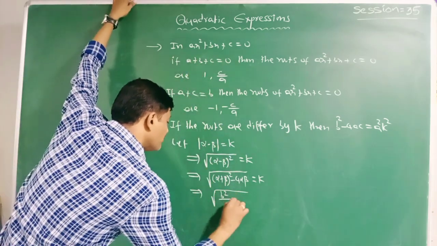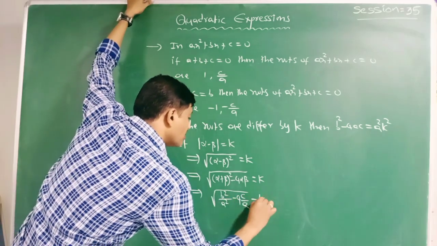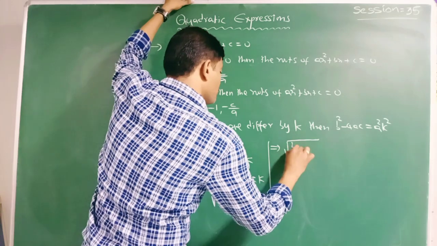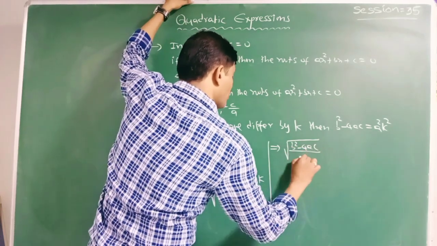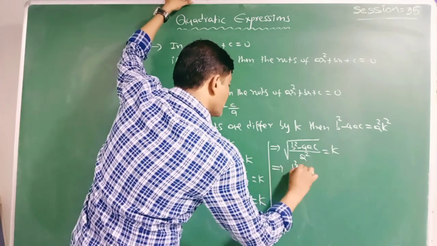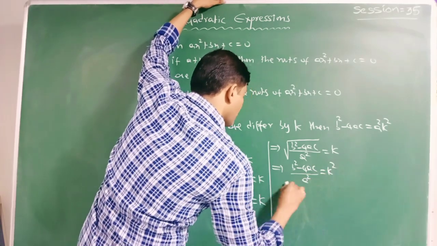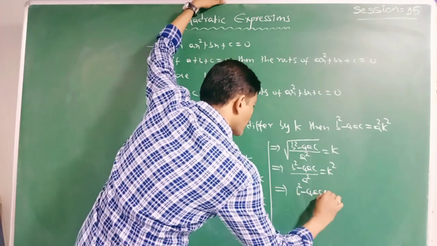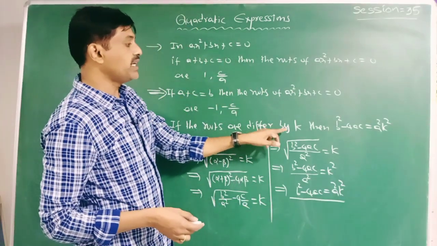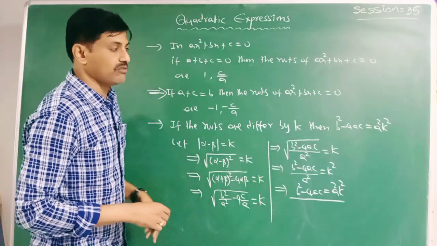Minus b by a means b²/a² minus 4c/a is equal to k. Now if you take the LCM, (b² minus 4ac)/a² is equal to k. Squaring on both sides, (b² minus 4ac)/a² is equal to k². That implies b² minus 4ac is equal to a²k². This is the result. If the roots differ by k, then b² minus 4ac is equal to a² into k².